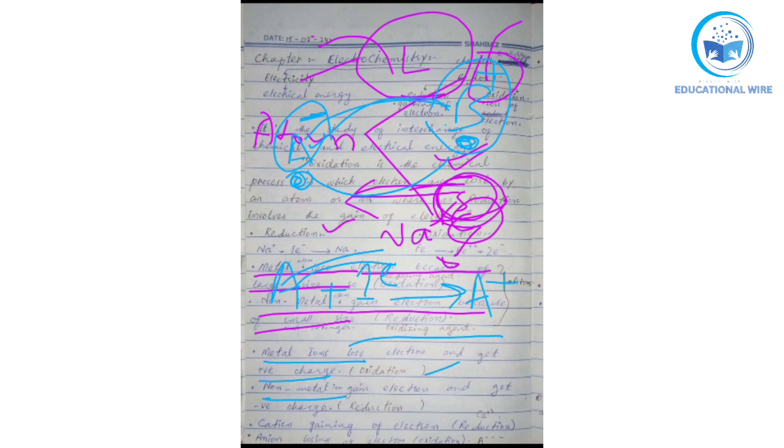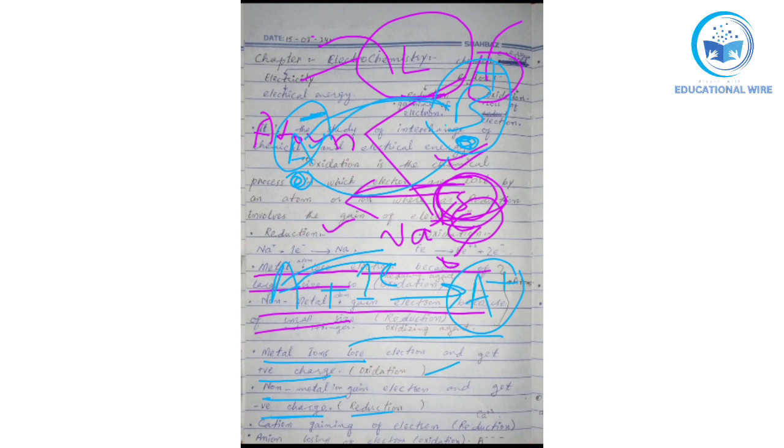When a metal loses its electron and gives it to some other, it gets a positive charge, and this process is called the oxidation process. Meanwhile, a non-metal ion gains an electron and gets a negative charge, which is called reduction.